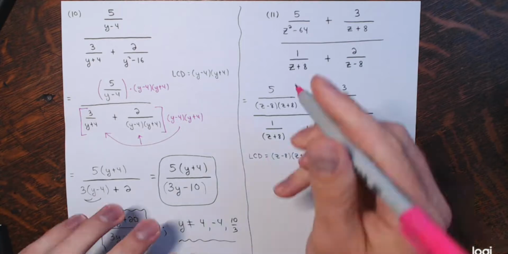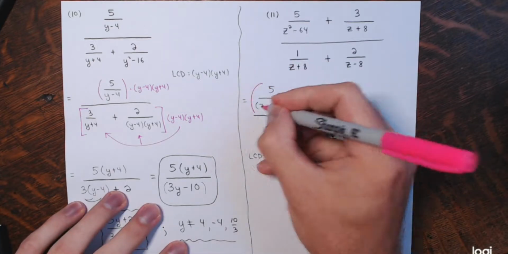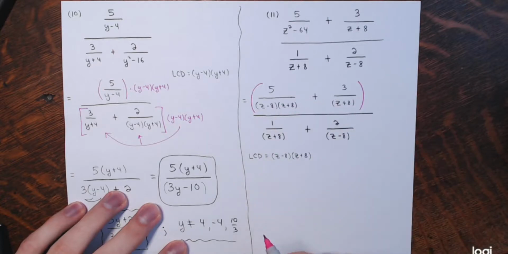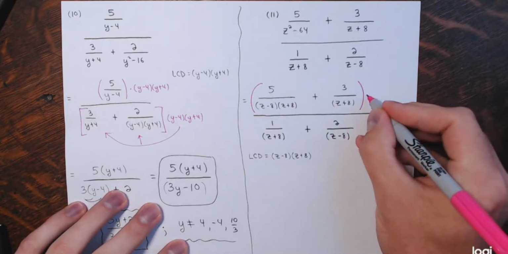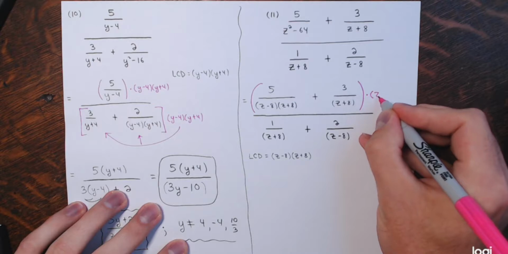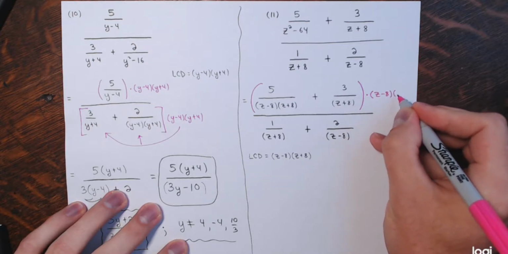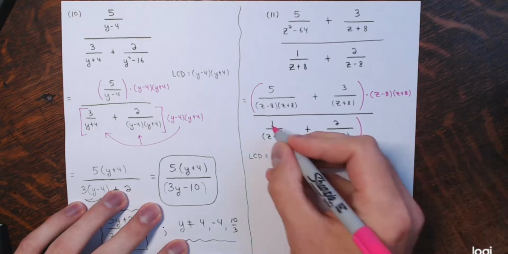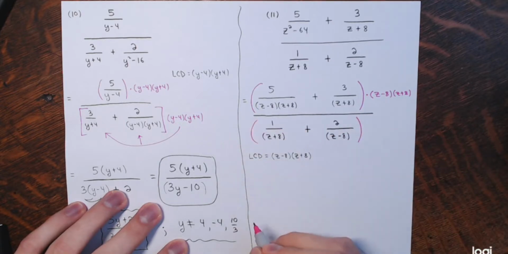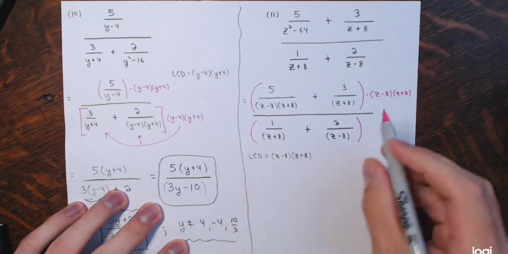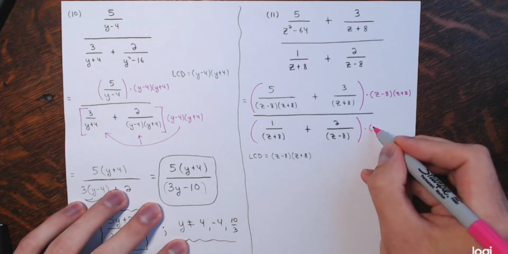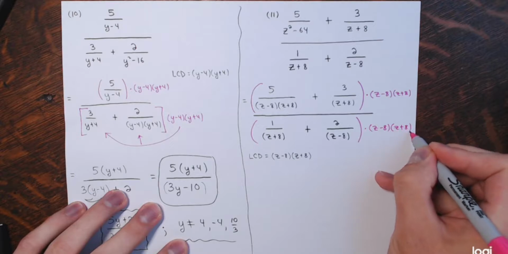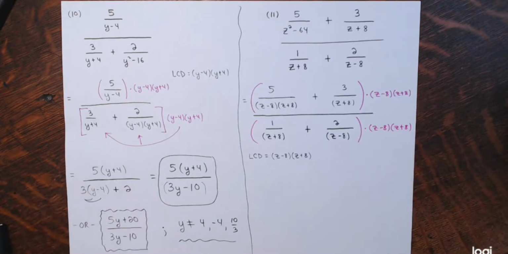Alright, so I'm going to multiply both fractions. There are two terms separated by plus. There are two terms in the numerator. I'm going to multiply both of those by the LCD, z minus 8 times z plus 8. And the same thing with the denominator. The denominator has two terms as well, and each of those terms will be multiplied by the LCD as well. z minus 8 times z plus 8.